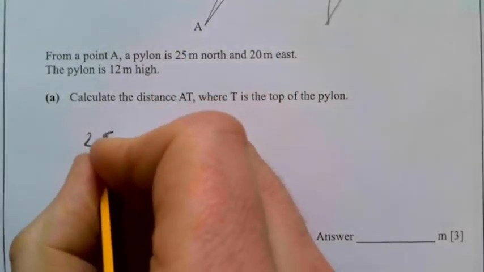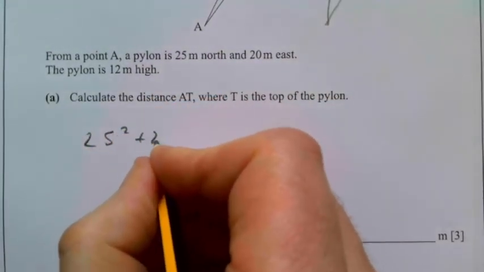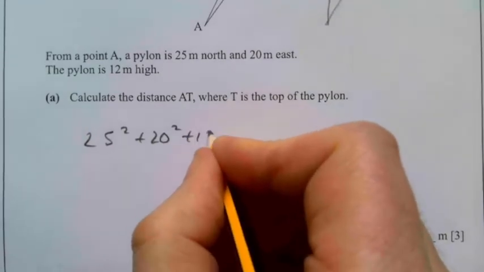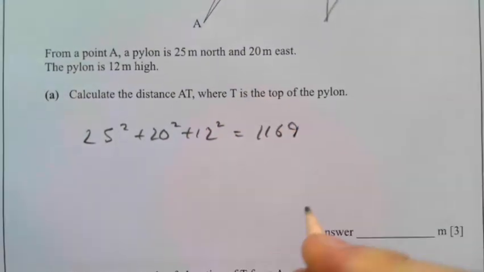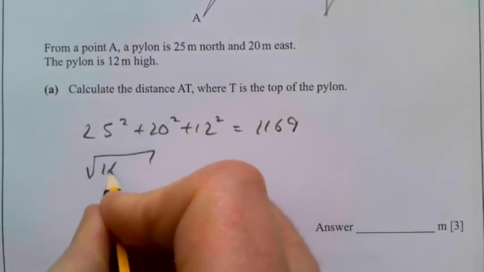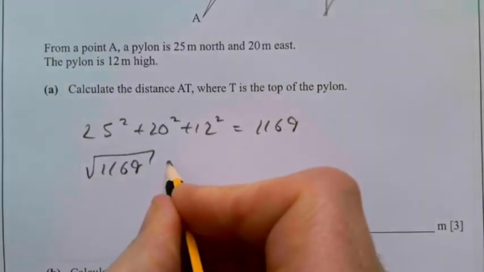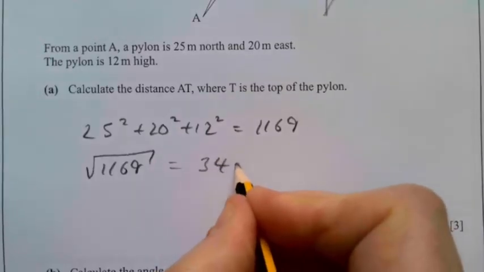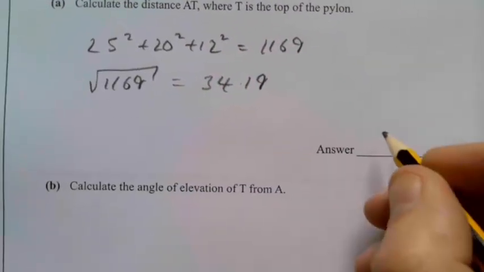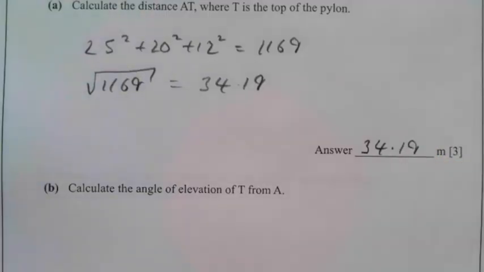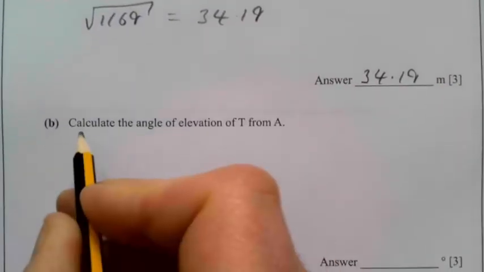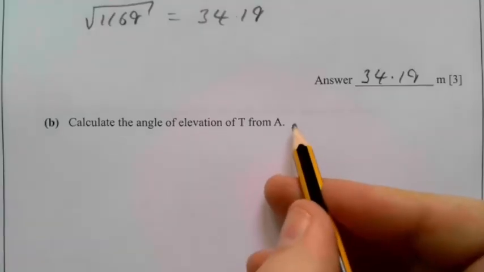So if we just do 25 squared plus 20 squared plus 12 squared, it gives you 1169, and the square root of 1169 gives you 34.19. Alright, calculate the angle of elevation of T from A.